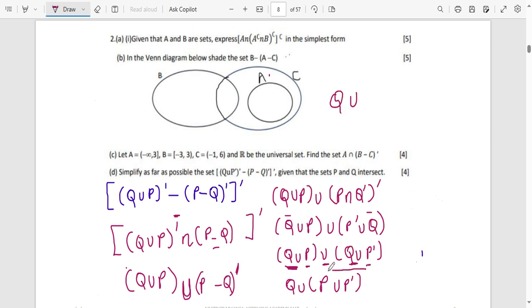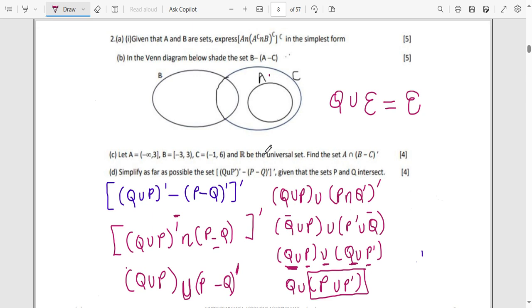Last time we had mentioned this. What is P union P complement? Universal set, all right? And if you get a union of a set with the universal set, what will be the answer? Say universal set. Okay. So if you take a union of a set with the universal set, the answer will be the universal set. If it was intersection, the answer would be that same set. So that is it for this question.